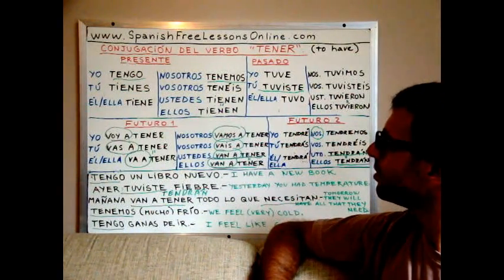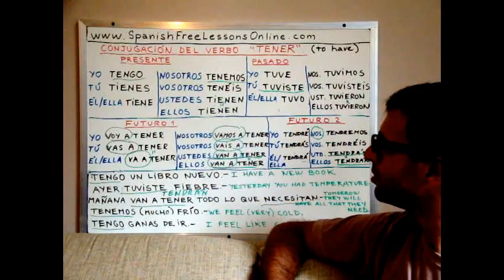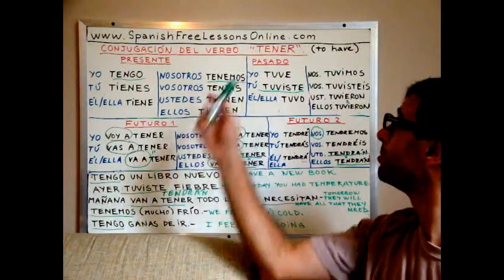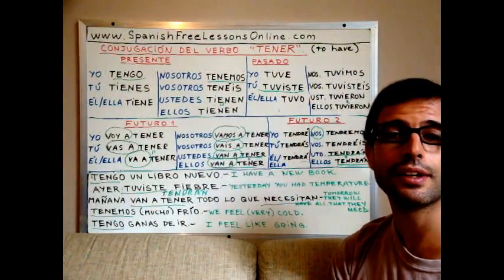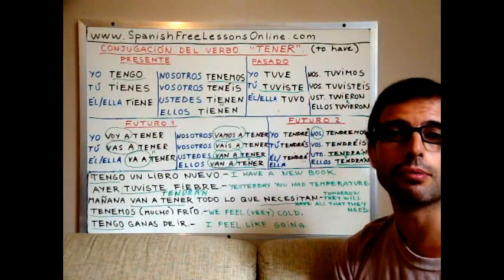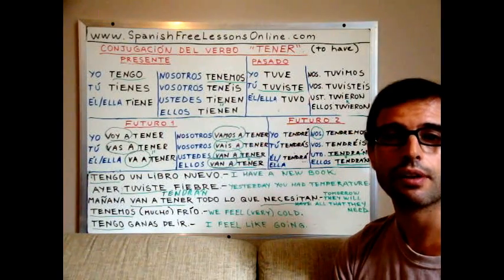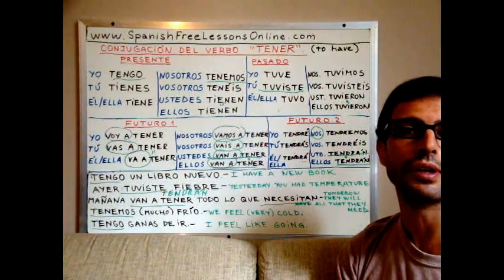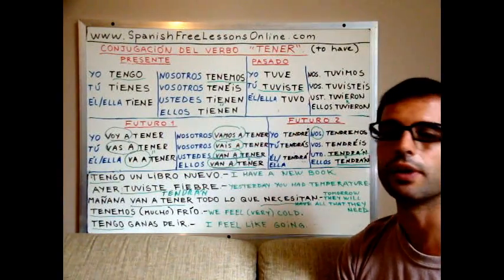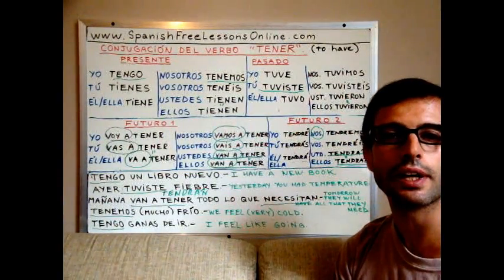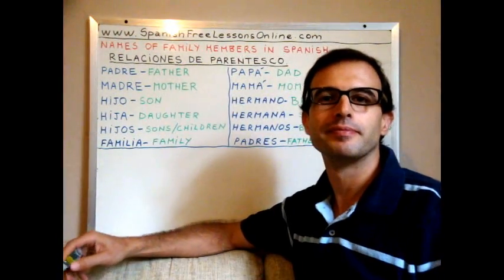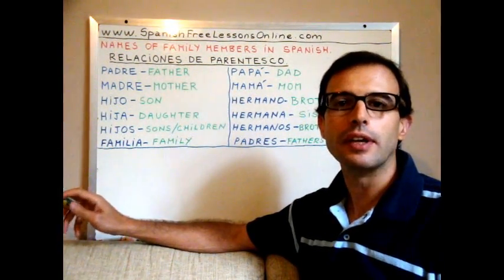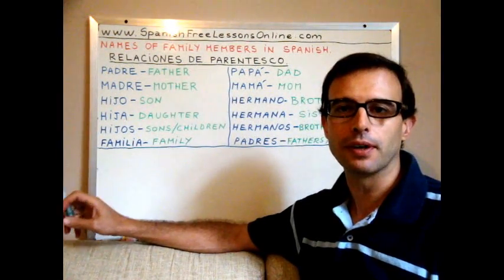So that's all for today. So we have seen the verb to have, the verb tener, and now we'll stop for some lessons doing verbs, right? So we'll see some vocabulary, for example, some family relations. Hi there. Today in our lesson we will see and learn the names of the family members in Spanish.